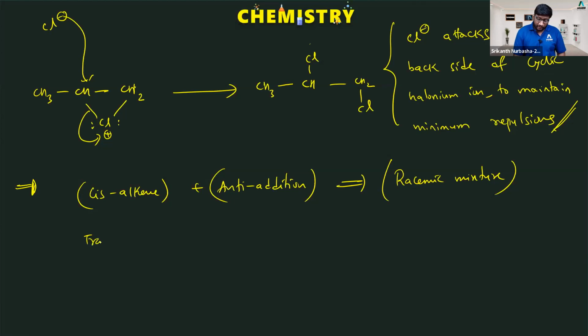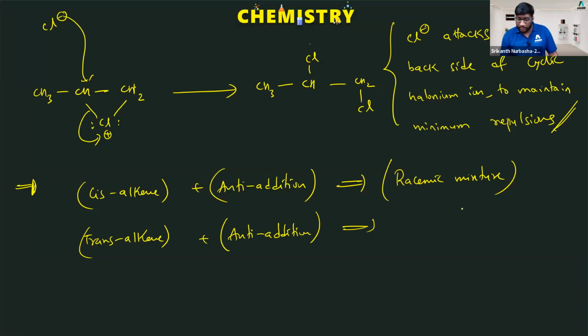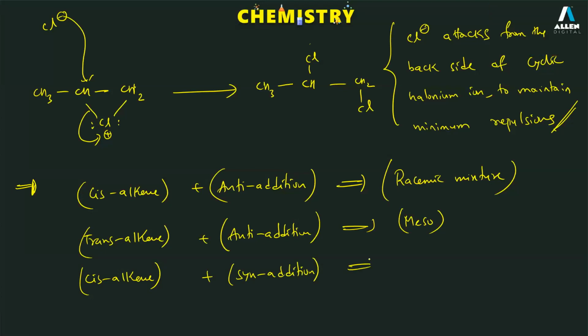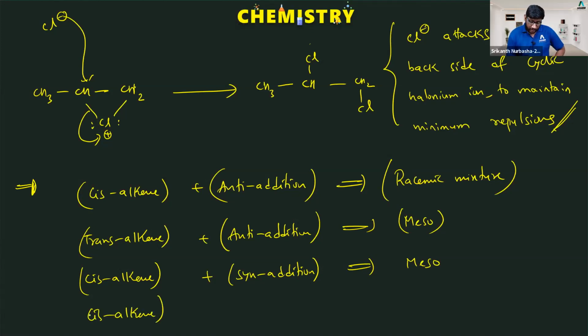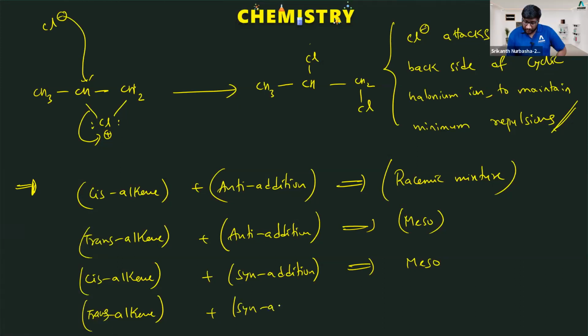So cis-butene plus anti-addition will give a racemic mixture. If I take a trans-alkene with anti-addition, it gives meso, because cis-alkene anti-addition gives racemic, which means trans will give meso. Cis-alkene, syn addition: meso. Trans-alkene, syn addition: racemic mixture.